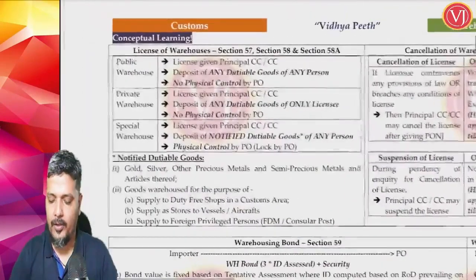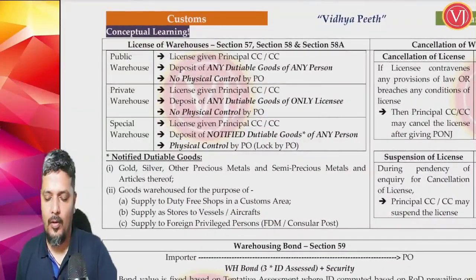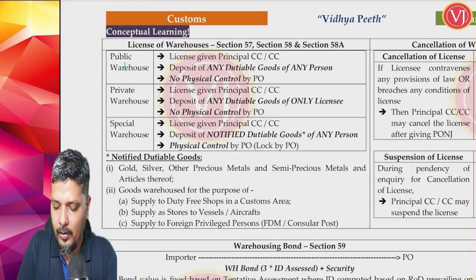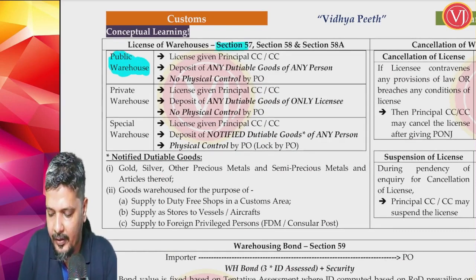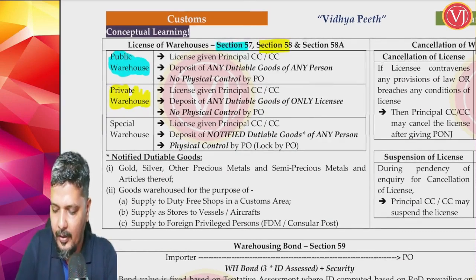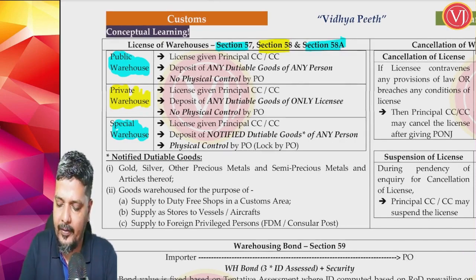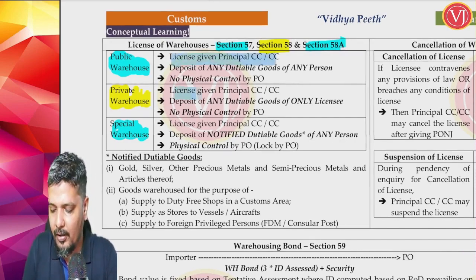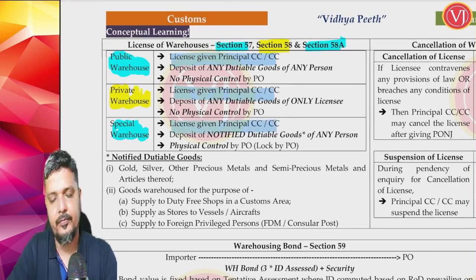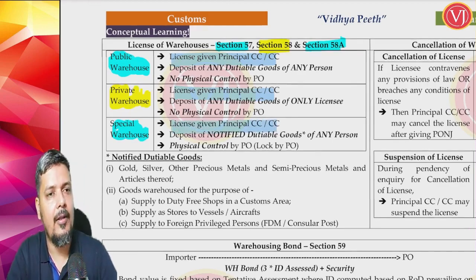Now, first, what are the three types of warehouse? What are the three types of warehouse? Public warehouse, section 57, private warehouse, section 58, and special warehouse, section 58A. Understand that all the warehouses are licensed by the commissioner or principal commissioner. Correct? All the warehouses are licensed by the commissioner or principal commissioner.